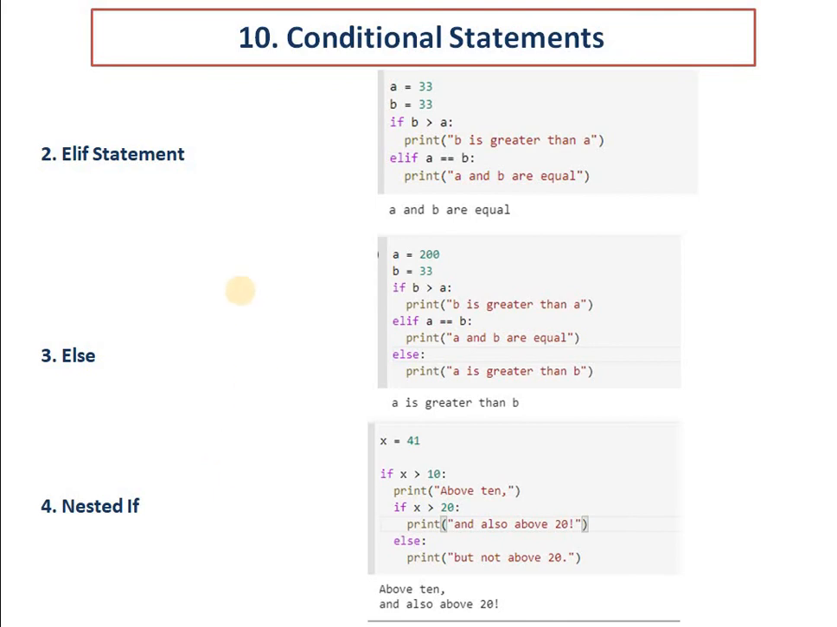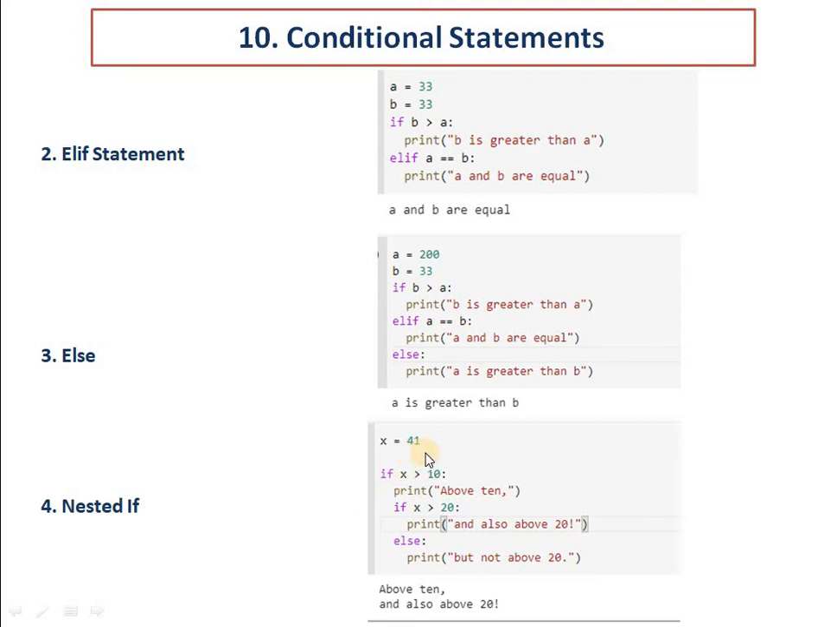So three things: if, elif, else. If is used to check single conditions, elif too. If you use else, you can check multiple conditions. And another is nested if. Nested if means inside an if you can give again an if statement. There won't be any problems.